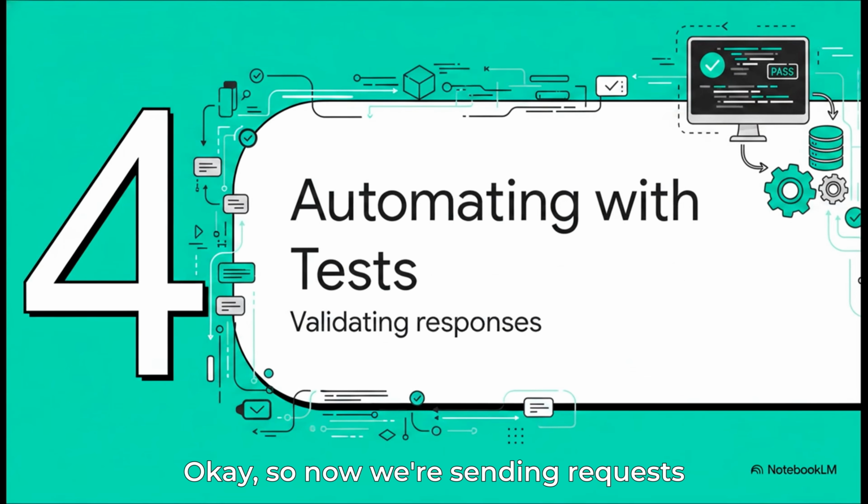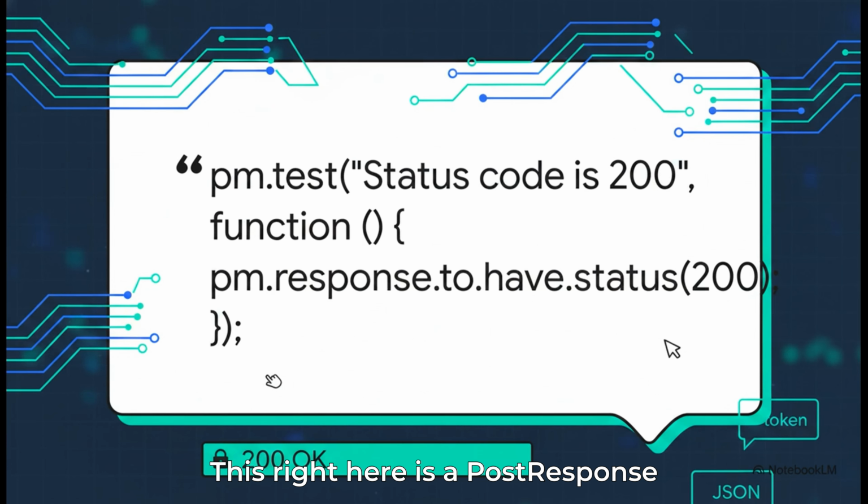Okay, so now we're sending requests like a pro, but we can take it even one step further. Instead of just getting a response back and eyeballing it to see if it's okay, we can write scripts to check the response for us. This, my friends, is where API testing becomes truly automated. This right here is a post-response script. As the name suggests, it runs after you get the response back.